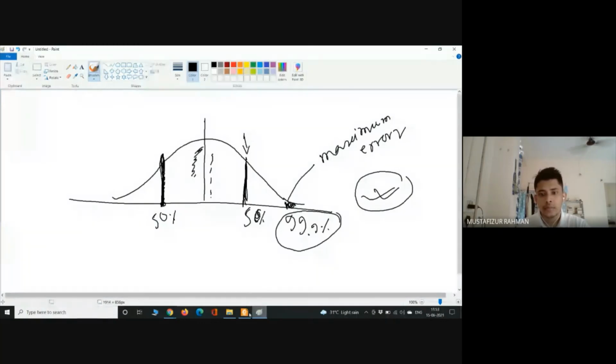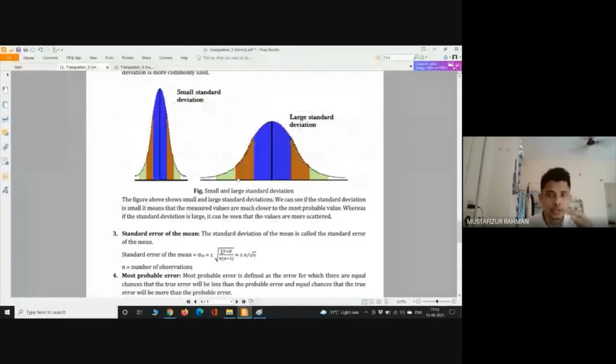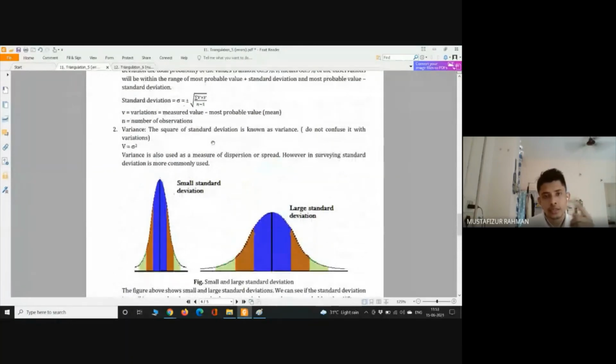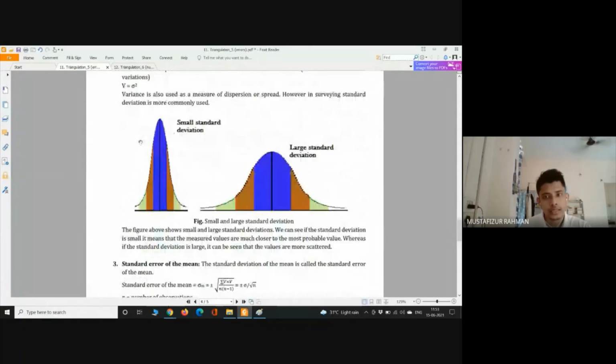So that much will be for today. Please go through this. We will again discuss the numericals and the formulas. Along with the numericals, we will discuss the formulas and how to solve them.